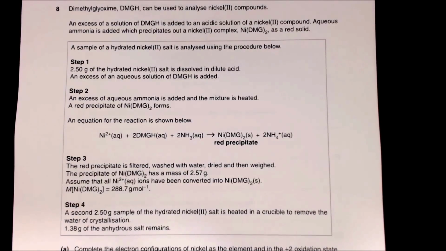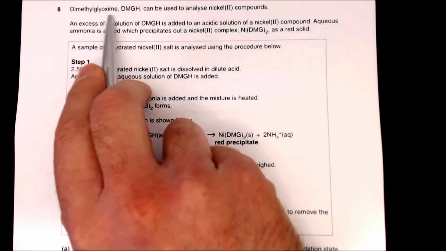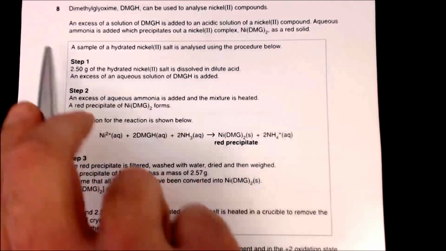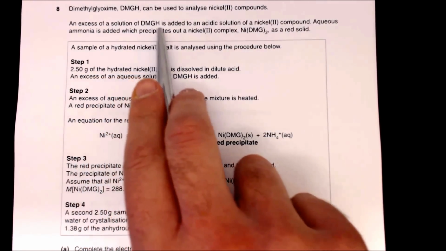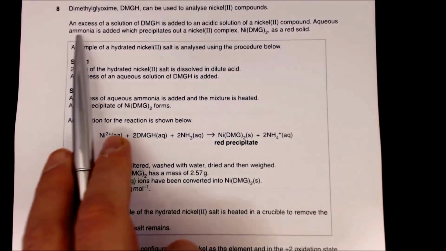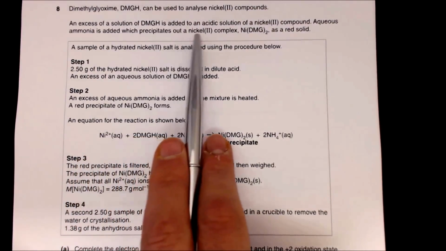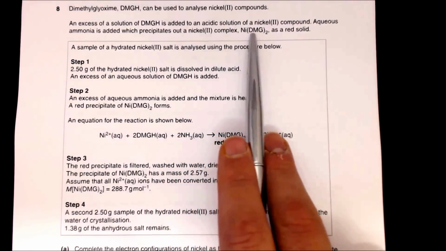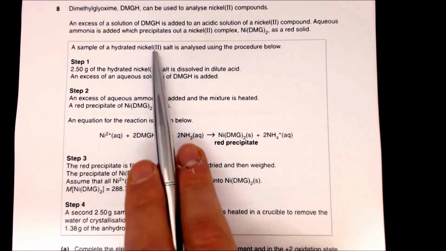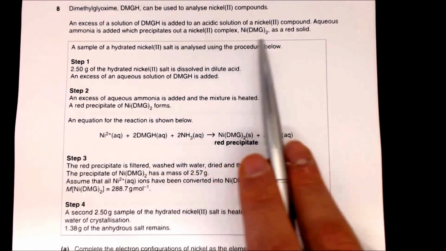Okay, so this is question 8, and it says dimethylglyoxime, DMGH, can be used to analyze nickel-2 compounds. An excess of a solution of DMGH is added to an acidic solution of a nickel-2 compound. Aqueous ammonia is added, which precipitates out a nickel-2 complex, NiDMG2, as a red solid. A sample of hydrated nickel-2 salt is analyzed using the procedure below.